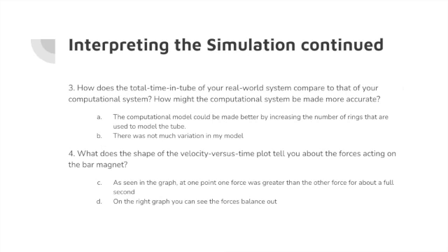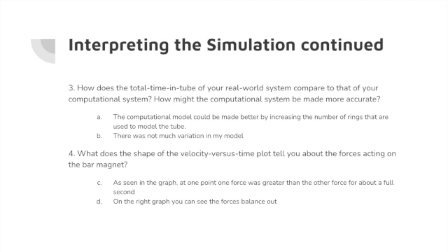Continuing on with interpreting the simulation, how does the total time in tube of your real-world system compare to that of the computational system? How might this be made more accurate? So the computational model could be made more accurate by increasing the number of rings that are used to model the tube. And there wasn't that much variation in my model.